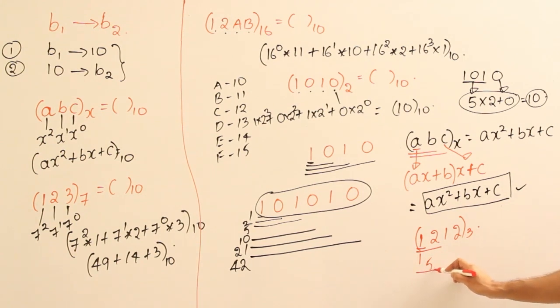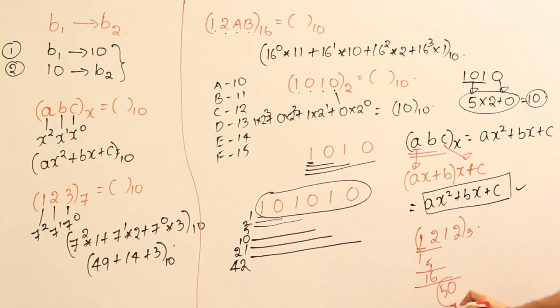And now what about 5 followed by 1? 3 into 5 plus 1, which is 16. What is the value of this entire thing followed by 2? 3 into 16, 48 plus 2, which means 50. Got it? So definitely if you practice it, I feel that this method is easier. So that is all up to you.